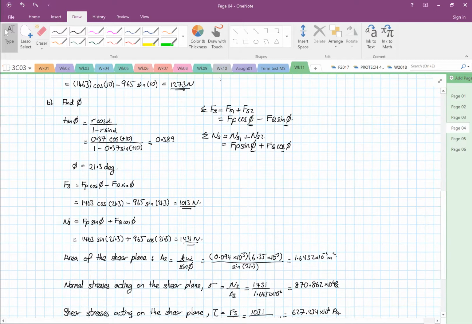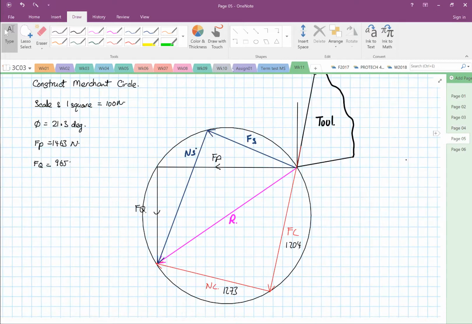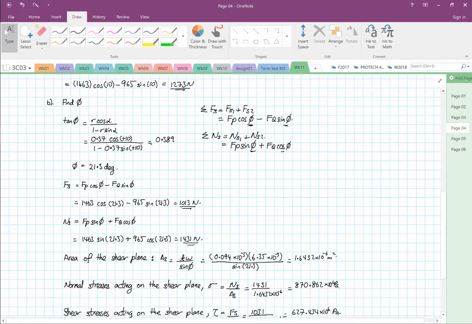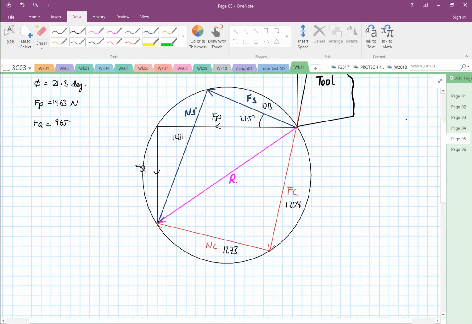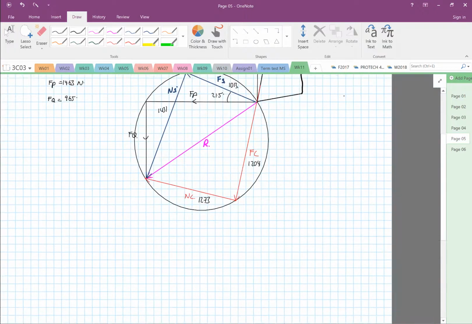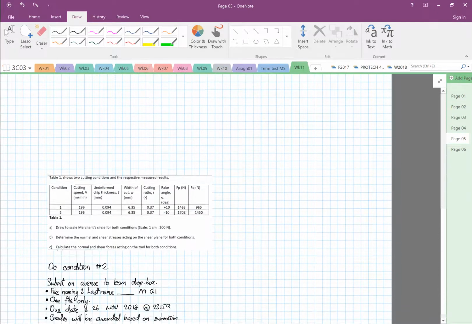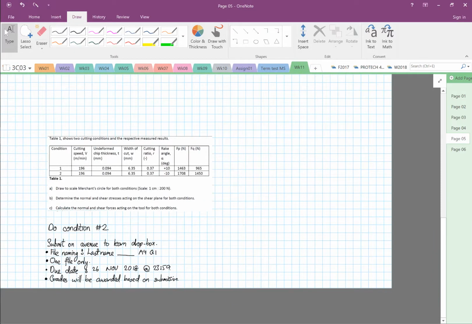FS will be 1013, which is shorter than your NS, and the NS we calculated is 1431, which is significantly longer. Okay, NS is your 1431, and this angle over here is your 21.5 or 21.3. I have to draw 21.5 because there's no way I can do 21.3. So I'm going to stop here now. Okay, I mean stop here for this section.